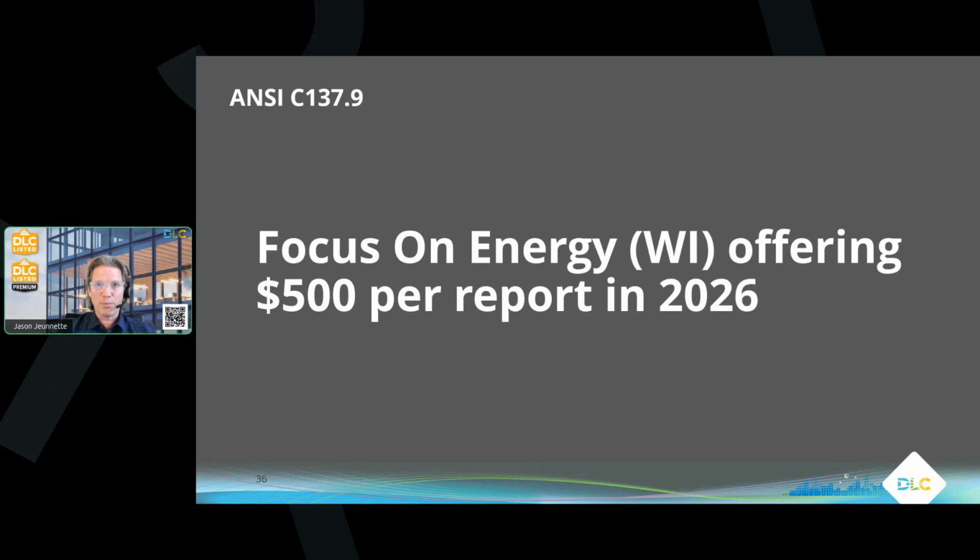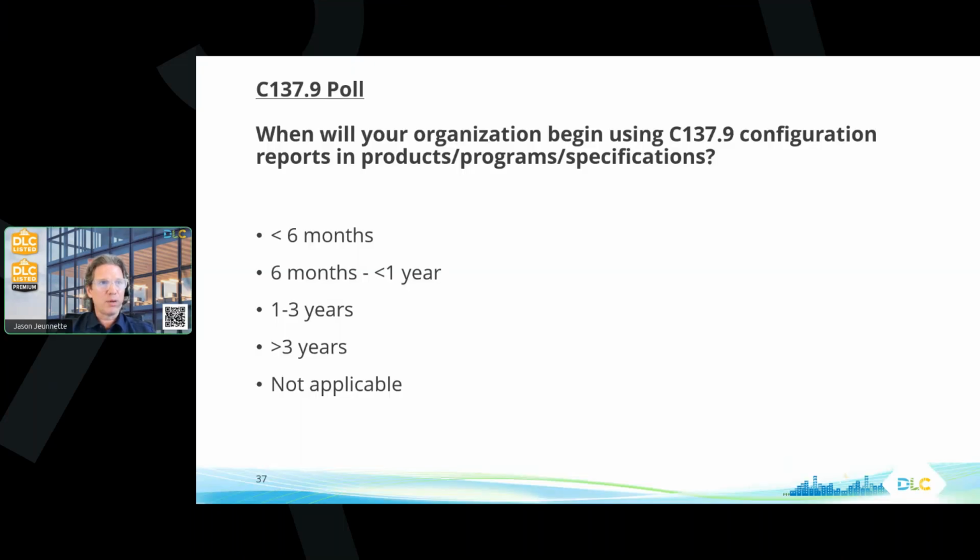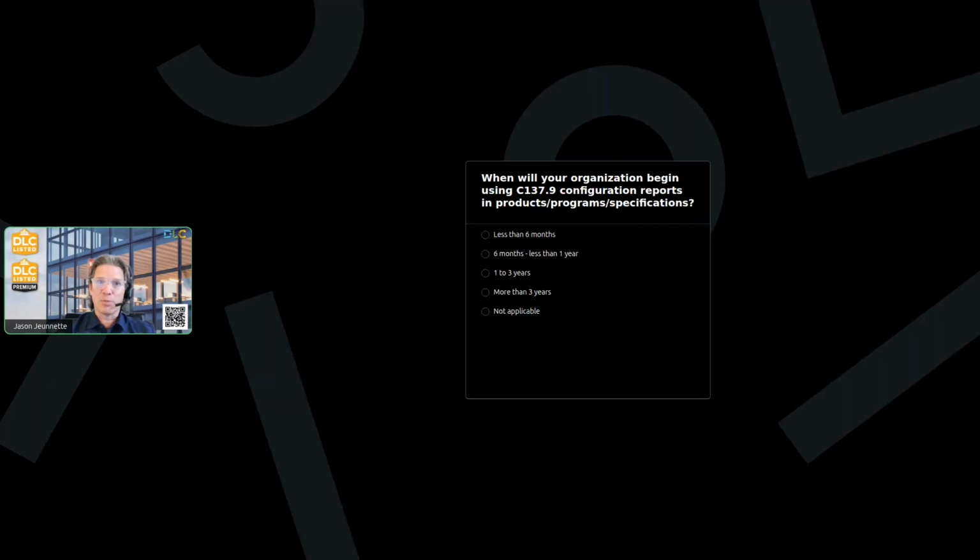So now we have a quick poll on the C137.9 reports. When will your organization begin using C137.9 configuration reports in your products or programs or specifications?